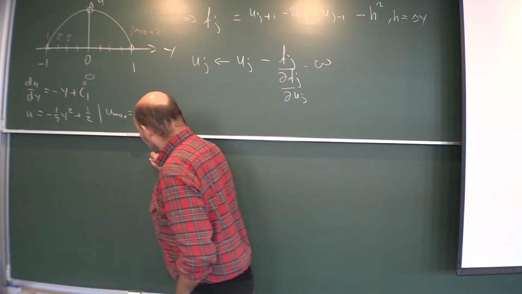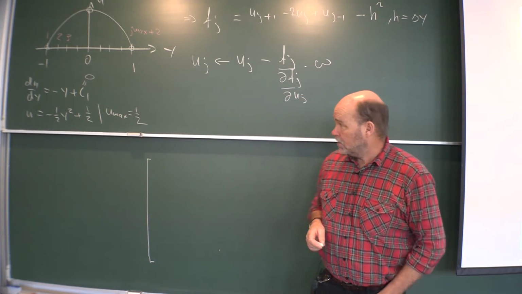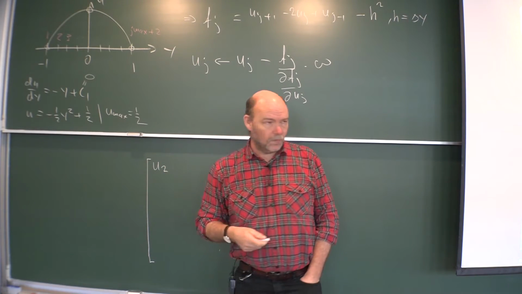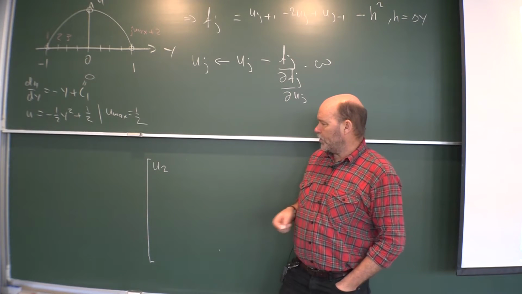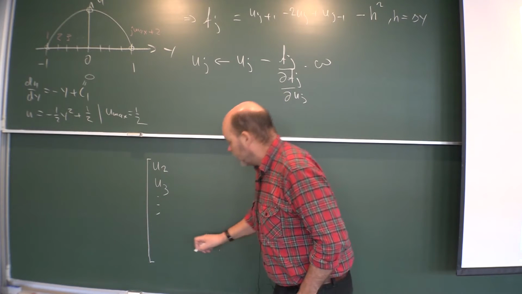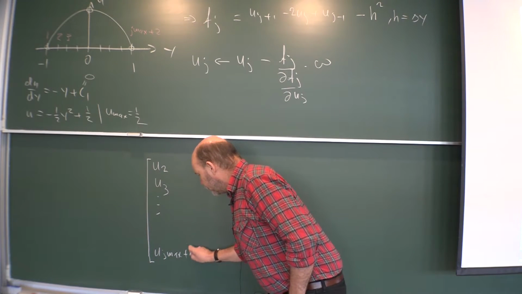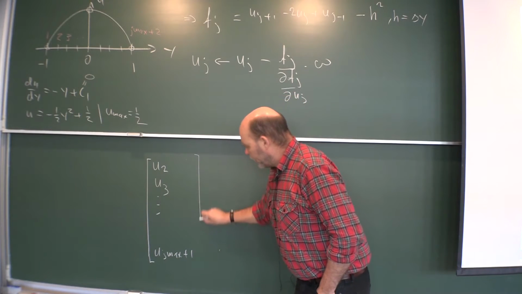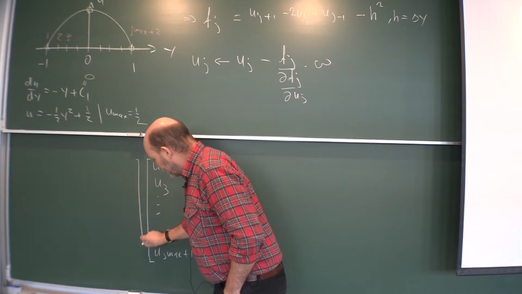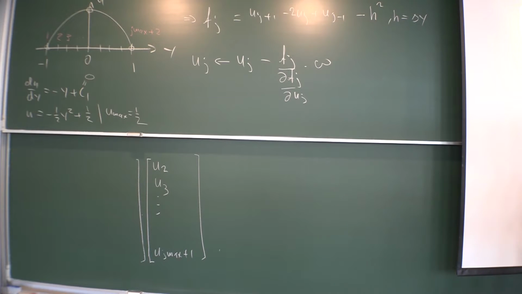Well, start by listing all your unknowns. And my first unknown is number 2, since number 1 was the boundary. And then U3 all the way down to U j max plus 1. These are my unknowns. They should be multiplied with the coefficient matrix, which we now have to design.